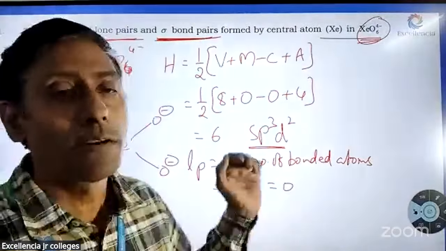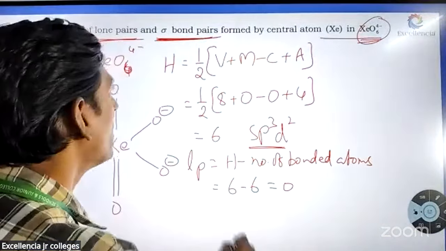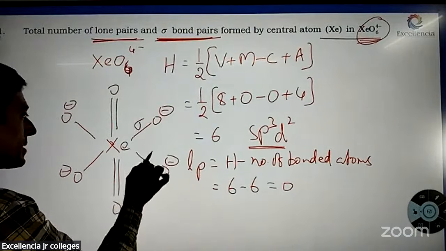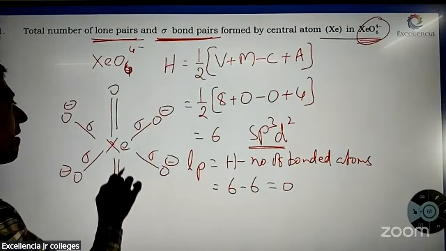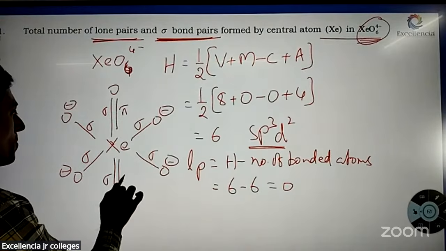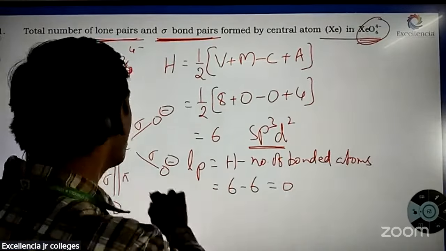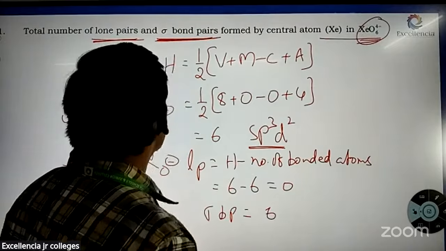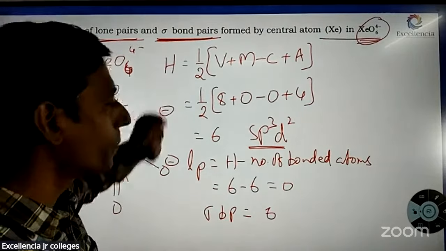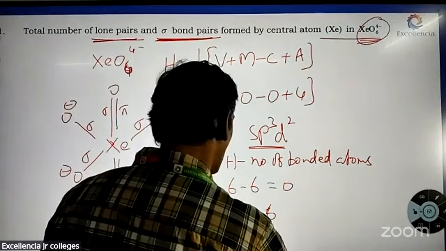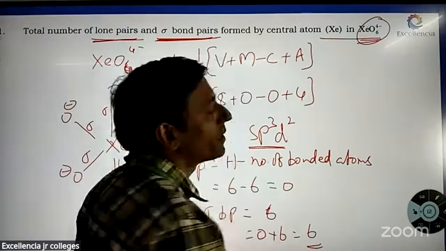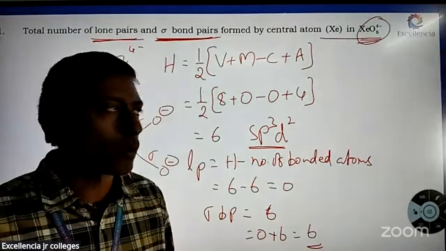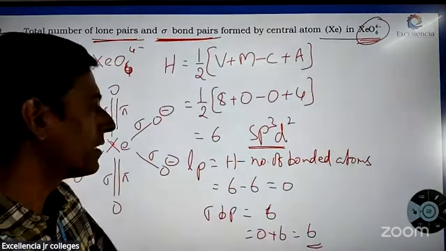Students will make a mistake here. They are asking sigma bond pairs, not all the bond pairs. If you go for the bonding, it is sigma, sigma, sigma. When we have a double bond, one is sigma and the other is pi. As they're asking the sigma bond pairs, how many are there? Sigma bond pairs are 6. They are asking the total number of lone pairs and sigma bond pairs, so 0 plus 6, 6 will become the answer. It is a numerical type question, and as I said in the beginning, it is a memory-based question where the answer is 6.